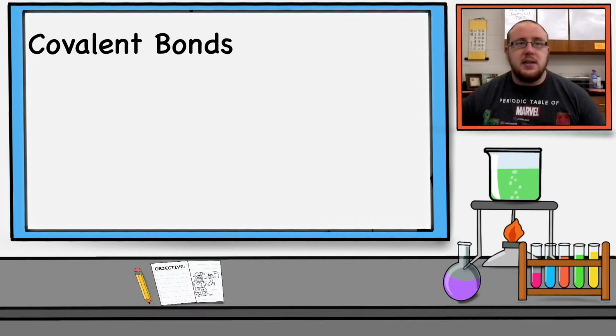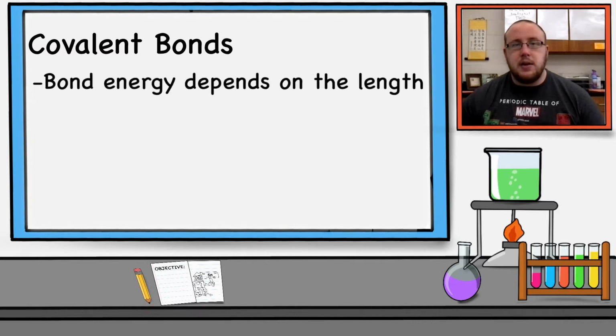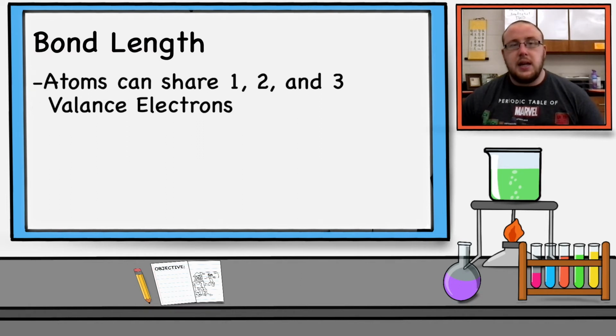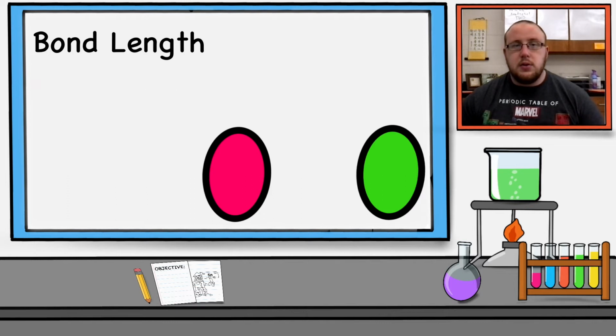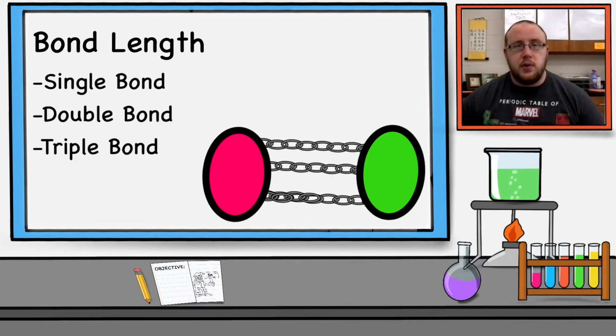With covalent bonds, the bond energy, the amount of energy it takes to break a chemical bond, depends on the length of the bond and the bond strength. Bond length and bond strength can directly correlate with how electrons are involved in covalent bonds. For example, atoms can share 1, 2, or even 3 electrons with another nonmetal. This can result in a single, double, or triple bond.